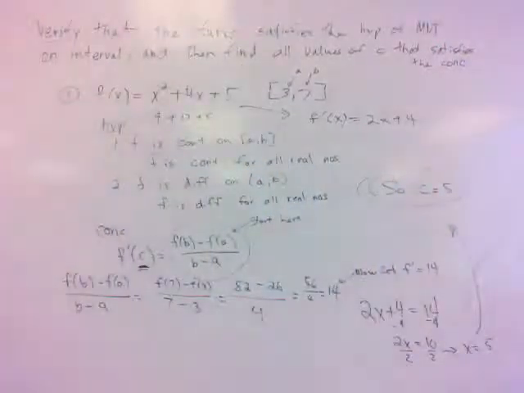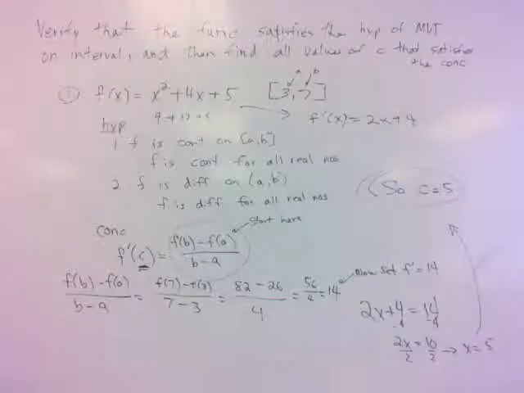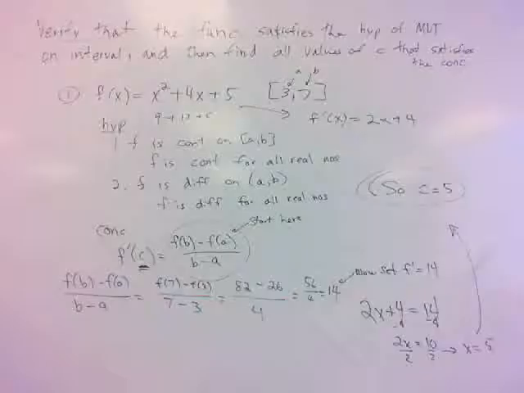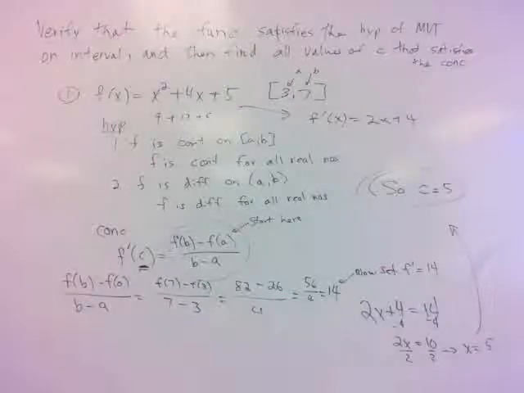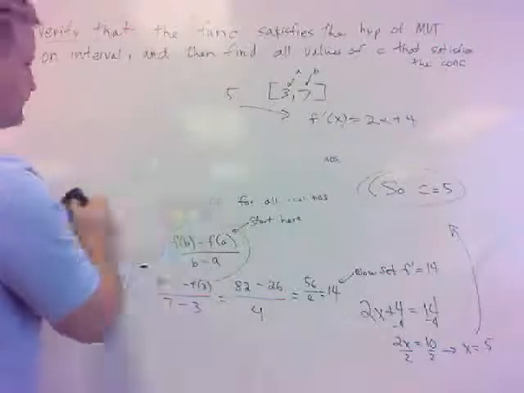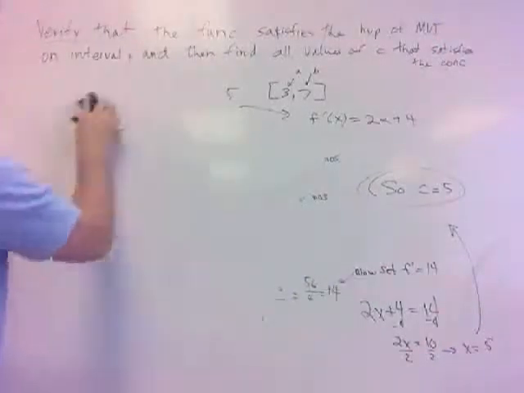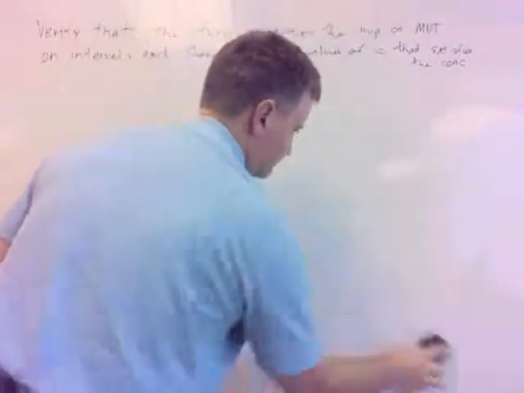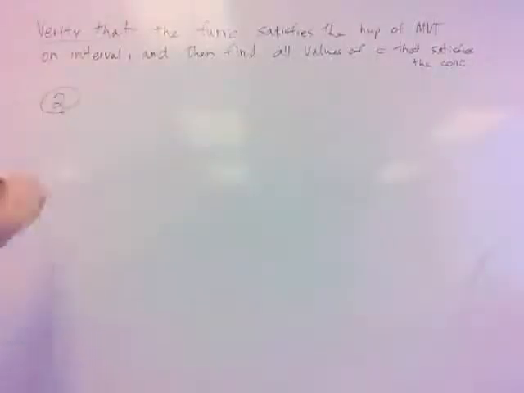Okay? Not too bad. So that's the one where your slope would be 14, which would match the slope between those two points. Okay? All right. Any other question or concern? All right, let's do number 2. Same thing. Verify the hypotheses, find the C.